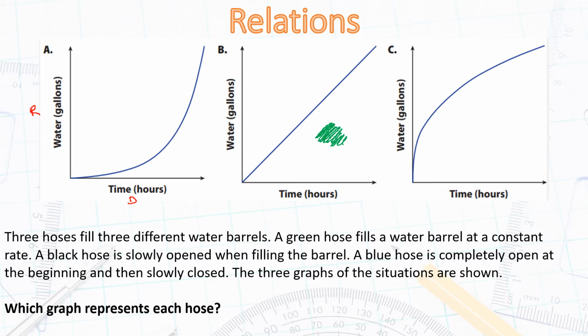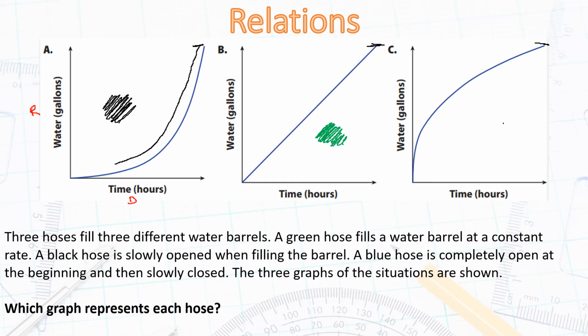A black hose is open slowly when filling the barrel. So in the beginning, it's going to be quite small because it's barely open, and then it's going to open faster and let more water in faster, faster, faster. So that is this one. So the amount of water in the barrel is going to start quite slow. It's going to increase, but at a slow rate. And then as the hose opens up, it really starts to fly up and fill the barrel. And then it gets to the top, the barrel's full. So at the top of each of these, the barrel is full.